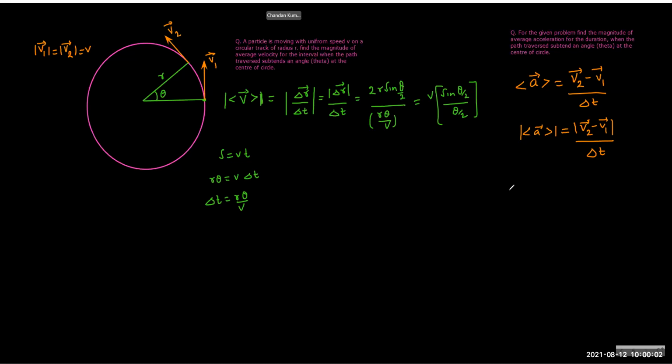And finding the mod of v2 minus v1 needs three things: their respective magnitudes, that is v2 and v1 magnitude, which is v, we know, and the angle between these two vectors, because that's how we find the magnitude of difference of two vectors. And finding the angle is pretty easy because it will come in terms of theta itself. In fact, you will realize that the angle between these two vectors is the same as the angle between these two radii. This theta and this theta is always same.